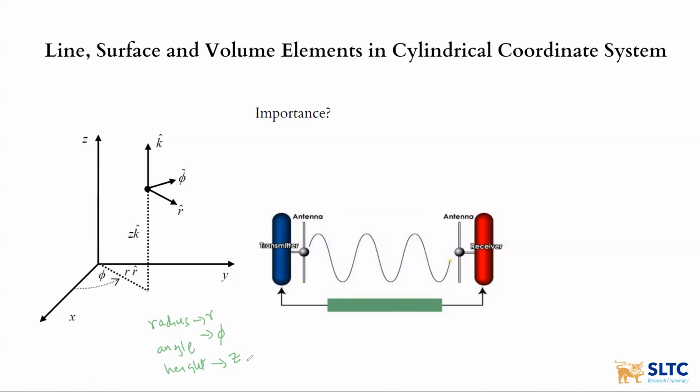So using r, phi, and z, we can define where a certain antenna is with respect to a certain origin. We can define the r value, that means the distance from a certain origin to that antenna, the angle the antenna is placed at with respect to the x-axis, and the height of that antenna with respect to the xy plane. So using those parameters, we can easily give out the location of a certain antenna, and easily communicate that information to another person.